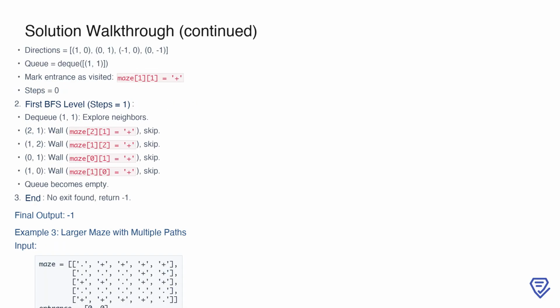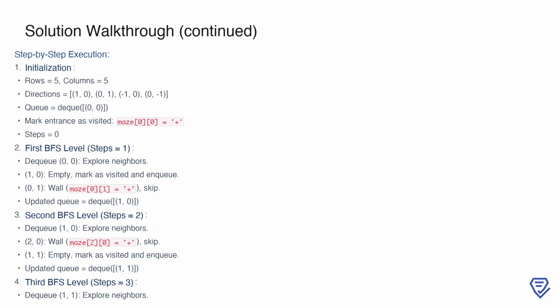In example 2, we analyze a maze where there is no exit. The entrance is at position 1, 1. Once again, we initialize the rows, columns, movement directions, and the queue with the entrance point. We mark the entrance as visited and set the step count to 0. During the first BFS level, we dequeue the entrance point 1, 1 and explore its neighbors. However, all potential neighbors 2, 1, 1, 2, 0, 1, and 1, 0 are walls, so we skip all of them. With no valid cells left to process, the queue becomes empty, signaling that no exit can be reached. Thus, the algorithm terminates, returning -1 as the output.